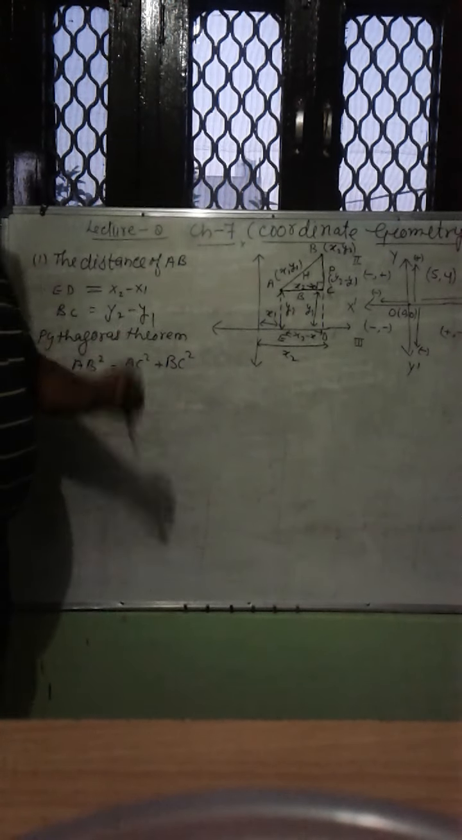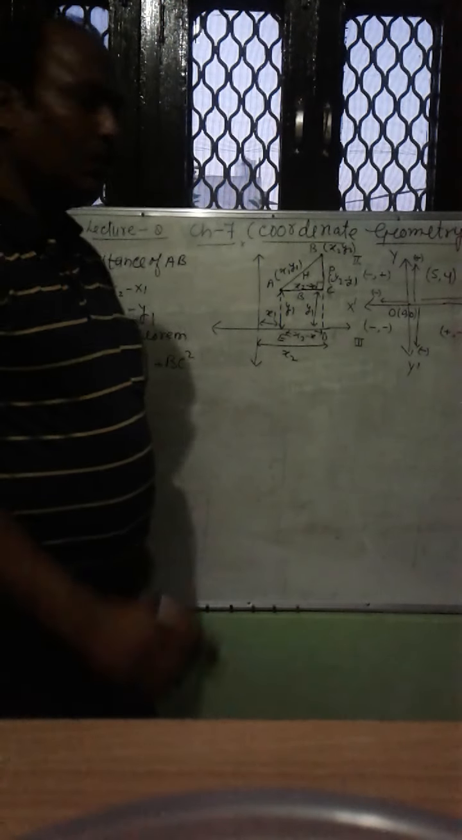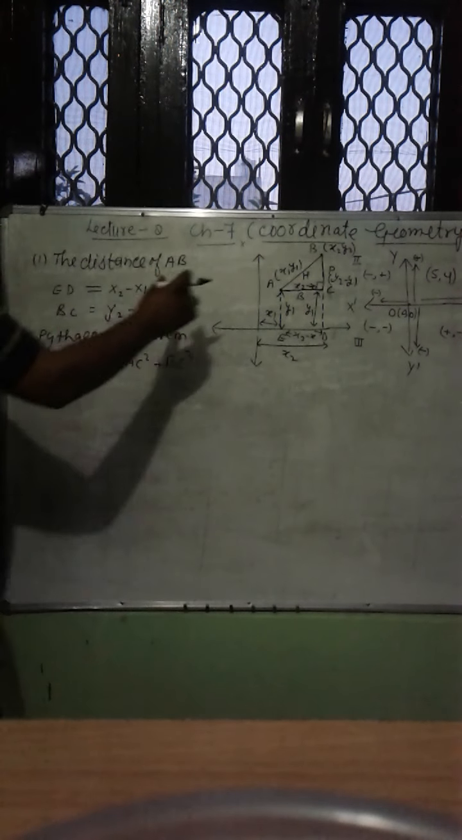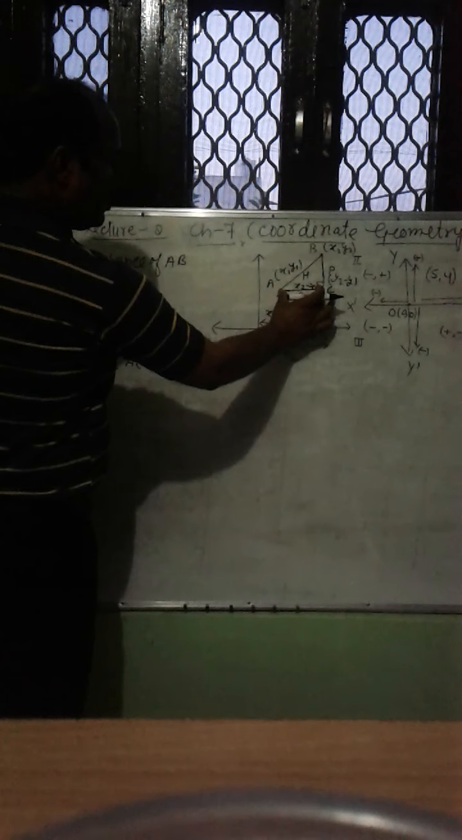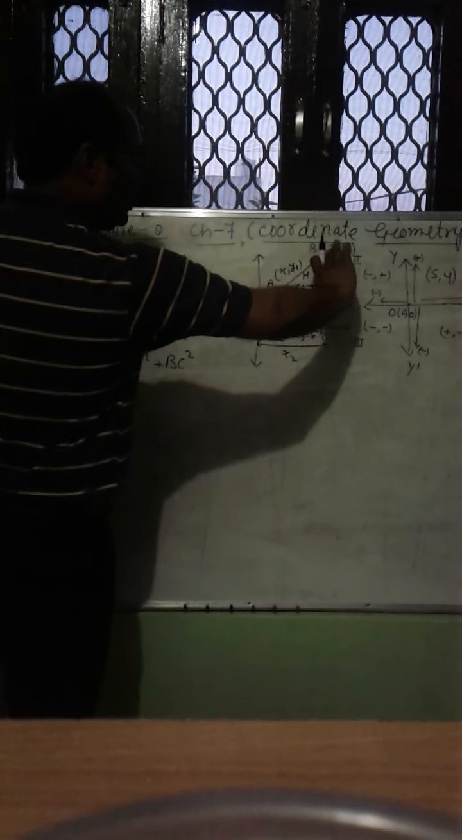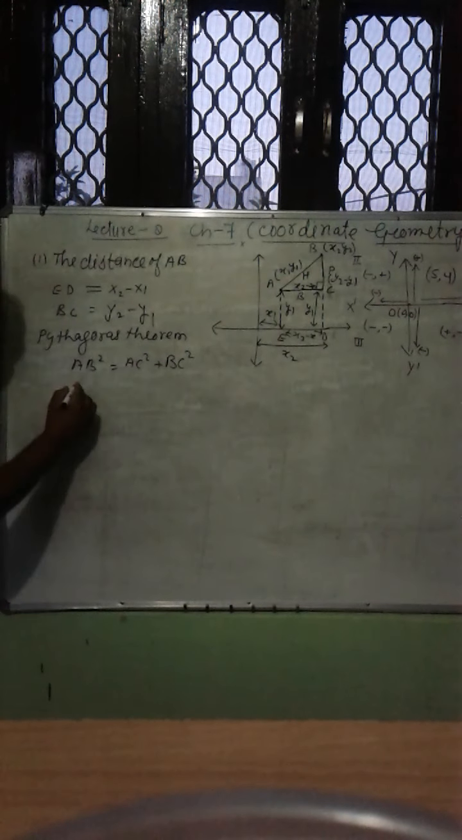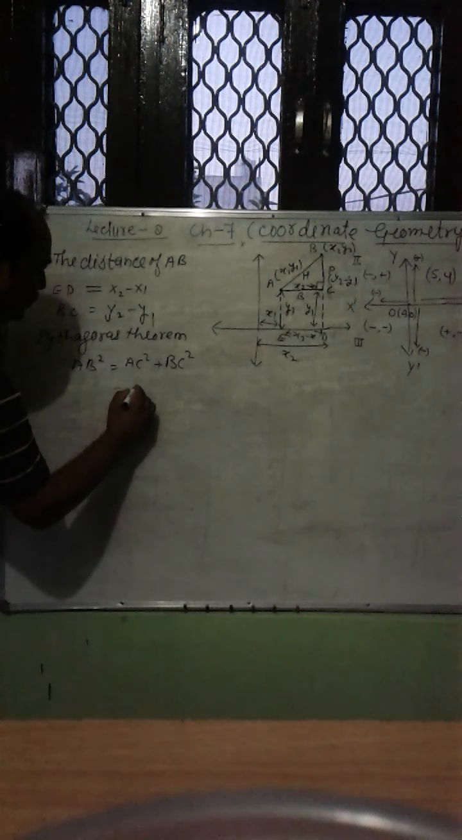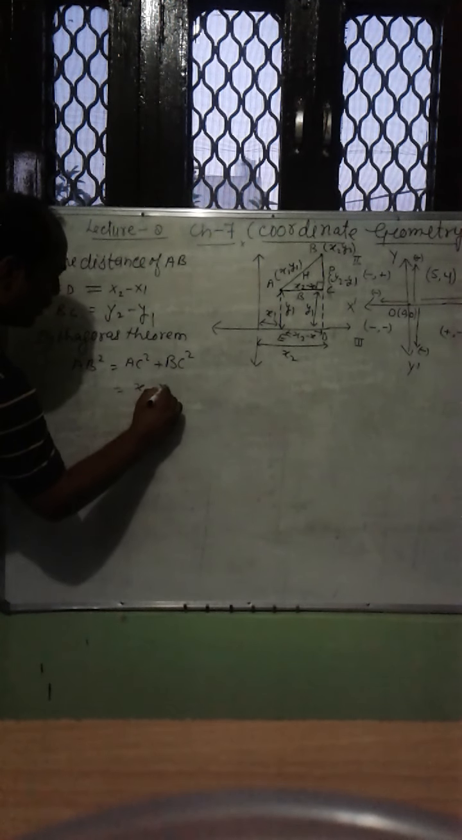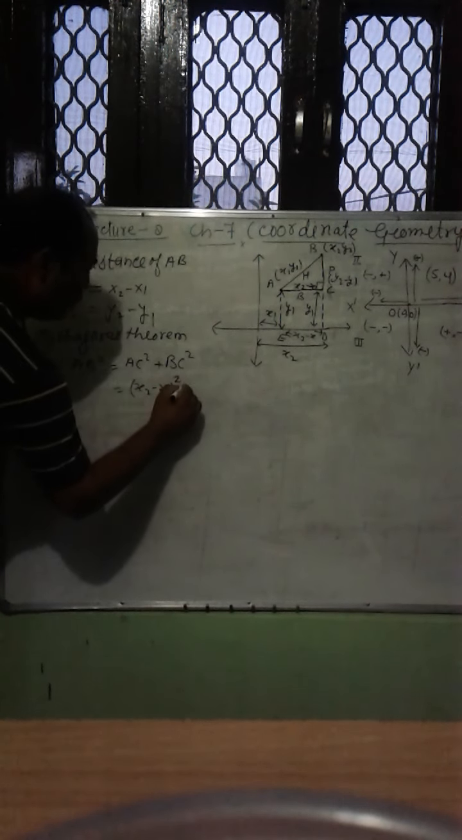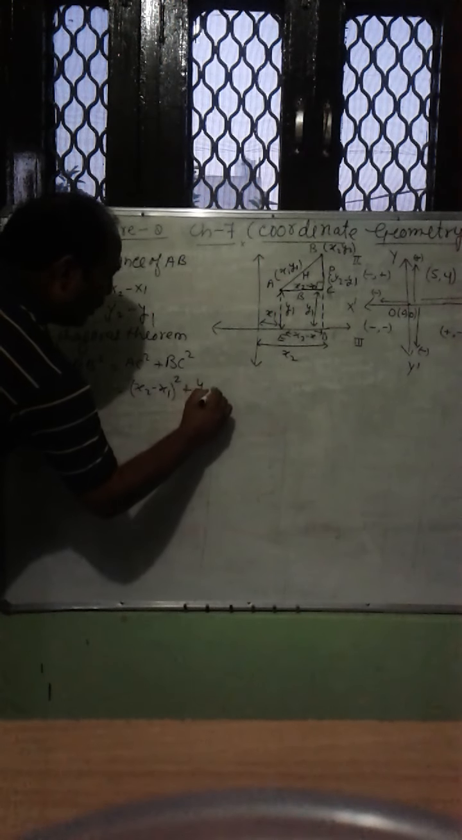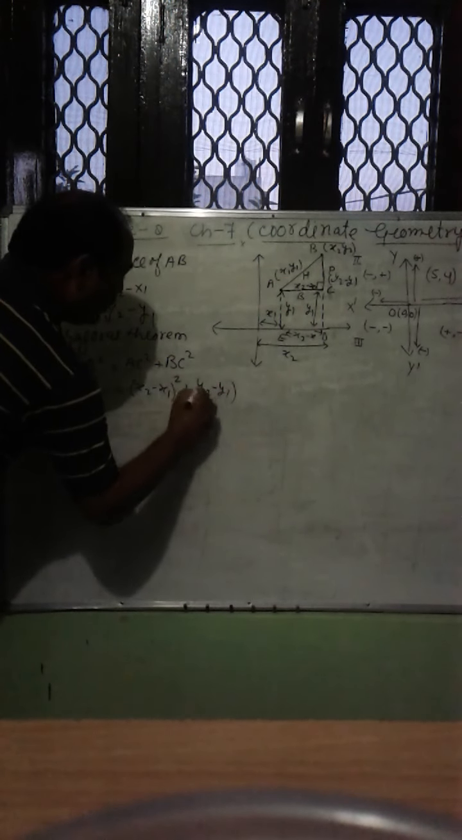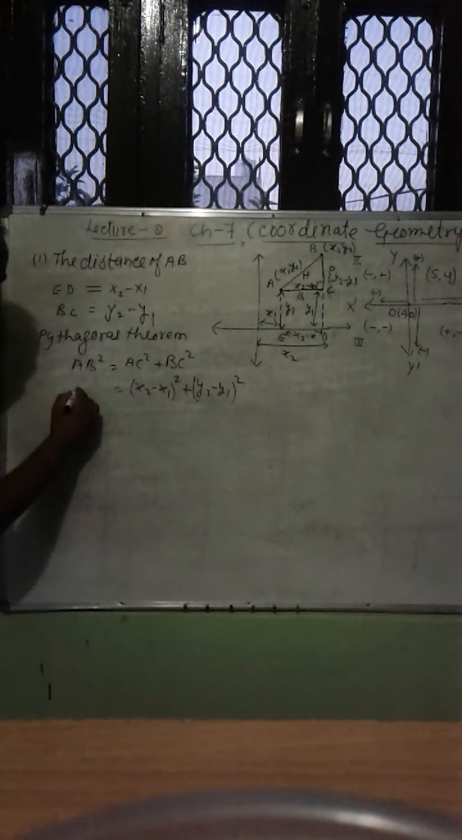This is Pythagoras theorem. Already every student, I hope, knows. Now we put the distances x2 minus x1 and y2 minus y1 in place of this. This is (x2 minus x1) to the whole power 2 plus (y2 minus y1) to the whole power 2, which is equal to AB square.